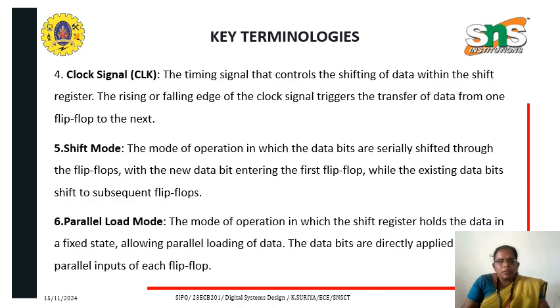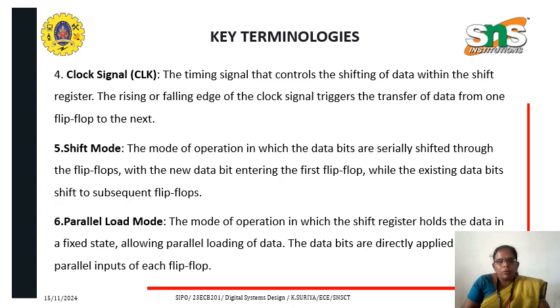The next important thing is the clock signal. This is the timing signal that controls the shifting of the data within the shift register. The rising or falling edge of the clock signal triggers the transfer of data from one flip-flop to the next. Next, we'll see how the data is shifted in the shift mode. It is a mode of operation in which the data bits are serially shifted through the flip-flops, with the new data bit entering the first flip-flop while the existing data bits shift to subsequent flip-flops.